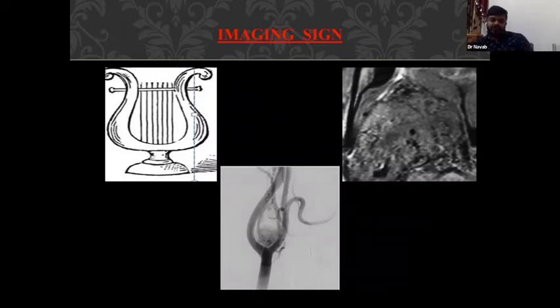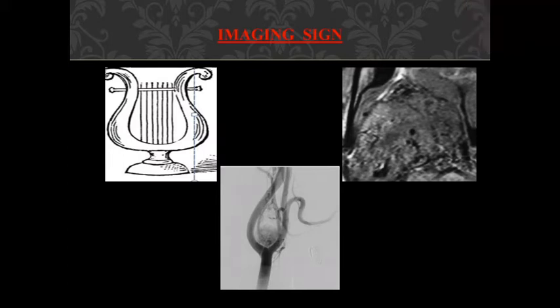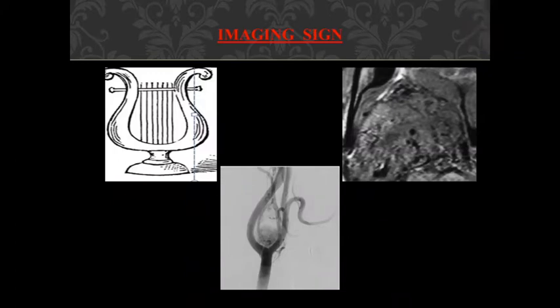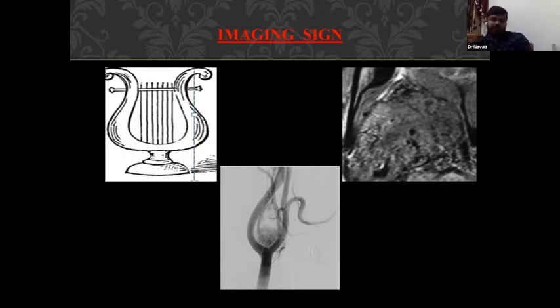And then you can see the salt and pepper sign. Oh, what do you mean by salt and pepper sign? There are areas of hyperintensity mixed with areas of flow voids. Yeah. What is the reason for hyperintensity? Not sure. Subacute hemorrhage. Okay. Hypointensity, it's the flow voids.